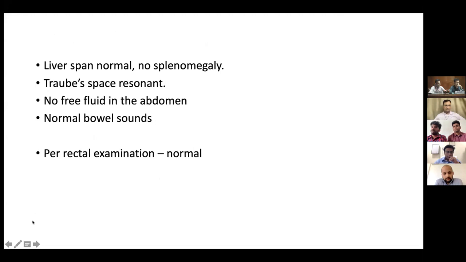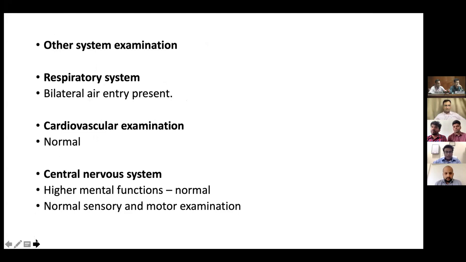His liver span is normal. There is no splenomegaly. Traube's space is resonant. No free fluid in the abdomen. Bowel sounds are normal. Rectal examination is normal. Other system examination, respiratory, cardiovascular, and CNS, were within normal limits.